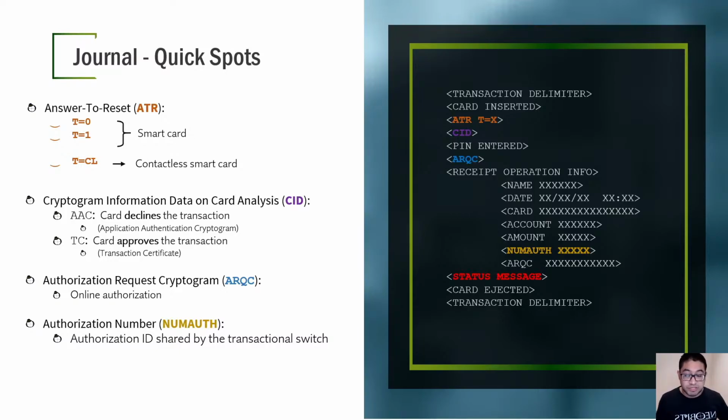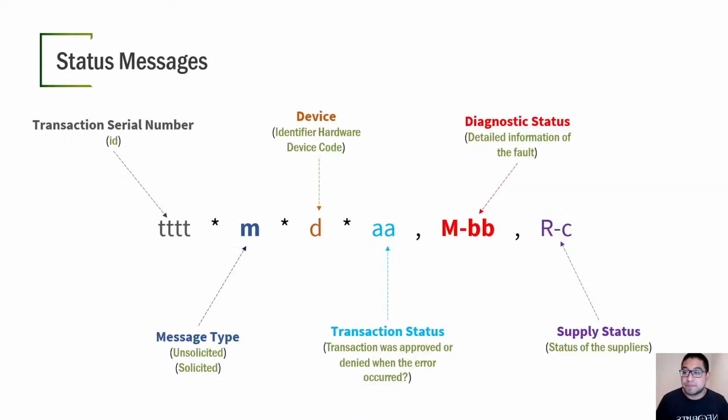The authorization number will be defined by the transactional switch and will be shared between the ATM and the transactional switch. And also we could have a status message if we have an error or something happens in the ATM. And then we have the message of the card rejected and the transaction will finish. So let's talk about the status message. This is like an example of what we will normally see, but this can differ from self-service software. But let's just use this as an example.